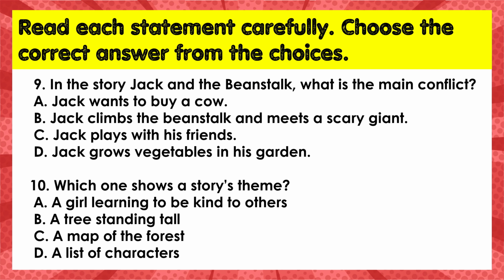Number 9. In the story Jack and the Beanstalk, what is the main conflict? A. Jack wants to buy a cow. B. Jack climbs the beanstalk and meets a scary giant. C. Jack plays with his friends. Or letter D. Jack grows vegetables in his garden. Number 10. Which one shows a story's theme? A. A girl learning to be kind to others. B. A tree standing tall. C. A map of the forest. Or letter D. A list of characters.